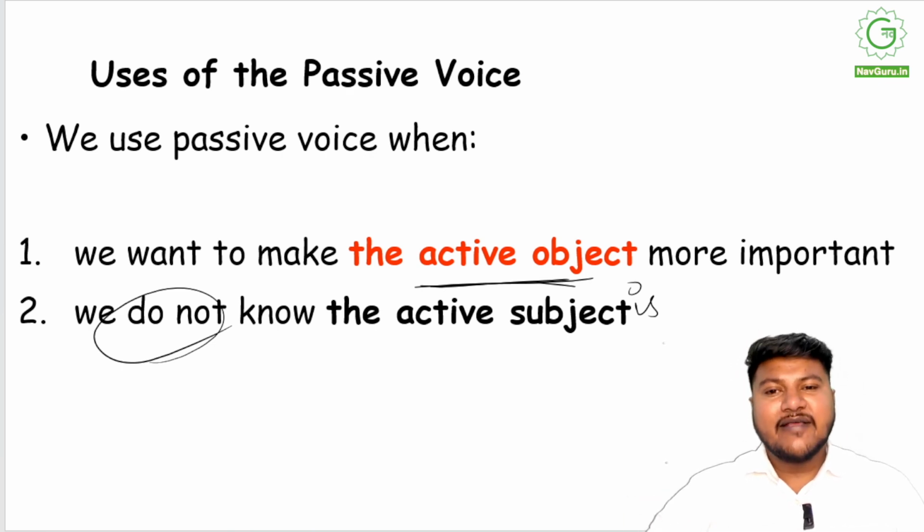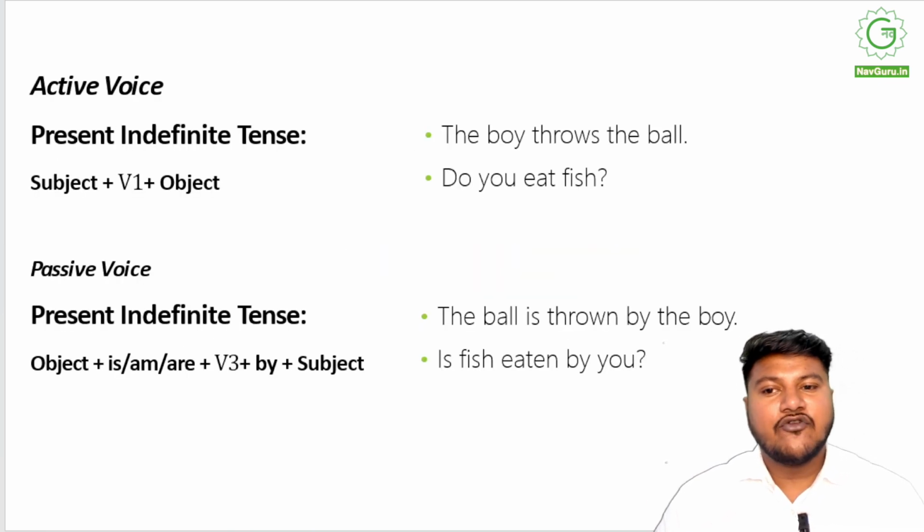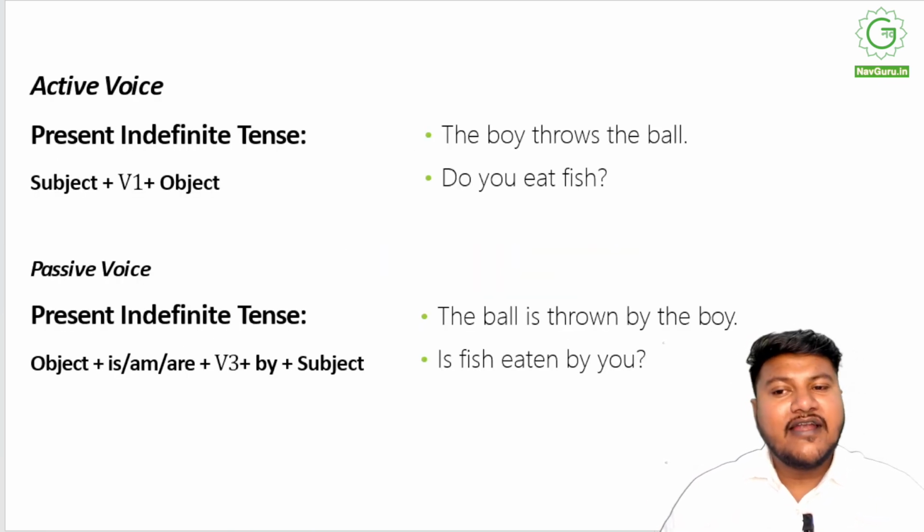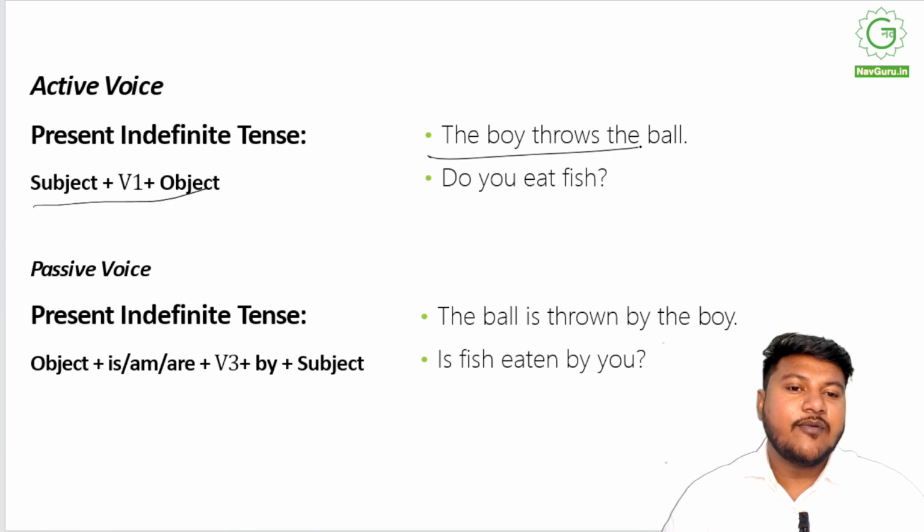Let's go ahead and look at some examples based on tenses. How do we change voices from active to passive? First, present indefinite tense, right? So it is subject plus V1 plus object, as you already know if you have studied tenses. The boy throws the ball. Do you eat fish?